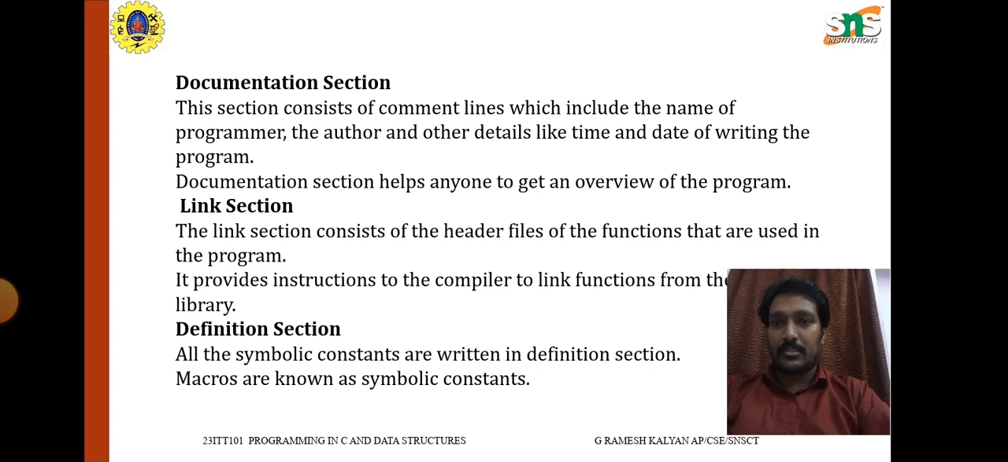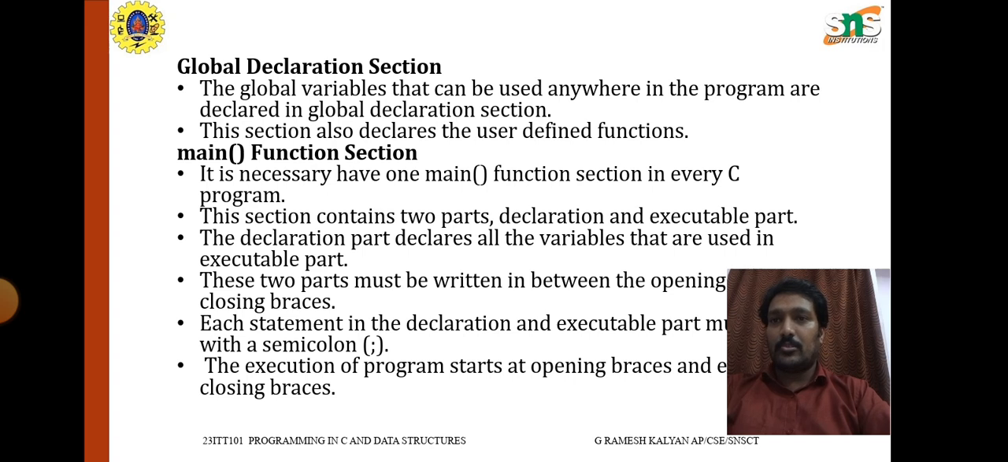Next one is the definition section. This includes all the symbolic constants, and macros are known as symbolic constants. We'll see this in the example. The next one is the global declaration section. Global variables that can be used anywhere in the program are declared in the global declaration section. As we know, global variables can be accessed anywhere in the program. So that is the global declaration.